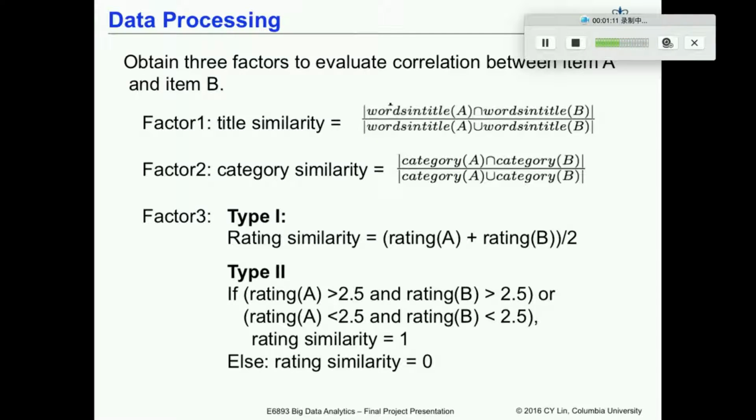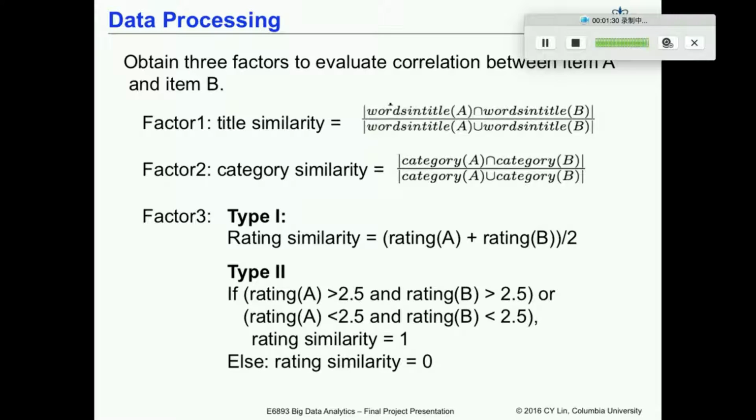The first one is title similarity. It equals the number of the same words divided by the number of the total words of title A and title B. The second one is the category similarity. It equals the number of the same categories divided by the number of the total categories of A and B.